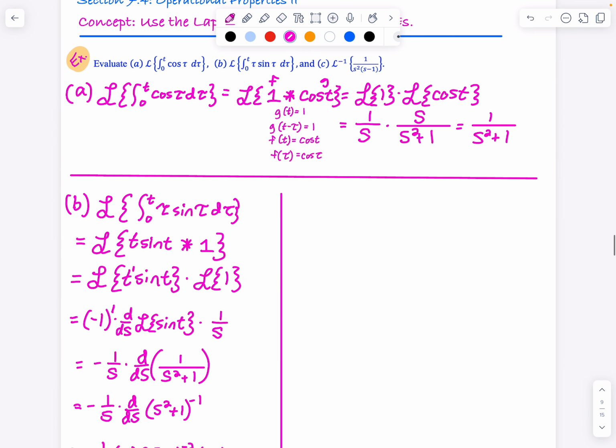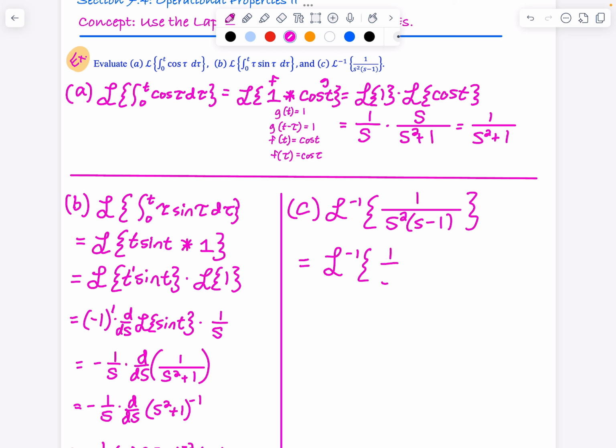Okay, last one, part C. Inverse Laplace of 1 over s squared times s minus 1. So we can use this idea backwards now. This is the inverse Laplace of 1 over s squared times 1 over s minus 1. It's kind of weird to write that out.